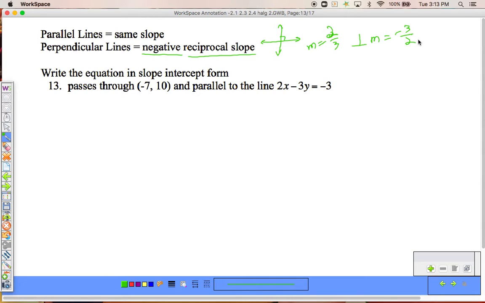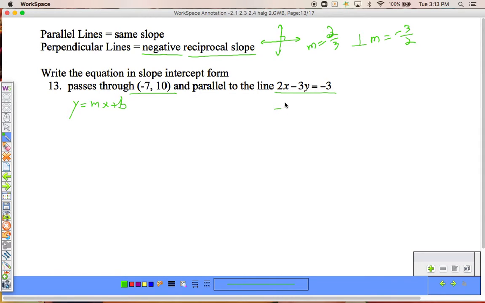So I'm going to give you a situation, and I'm going to ask you to write the equation in slope-intercept form. I'm going to ask for y equals mx plus b. There's a line that passes through the point (-7, 10) that is parallel to the line 2x minus 3y equals -3. So if I graph this line, and then the line that's parallel to it that passes through this one, I'm going to get two parallel lines next to each other. They're going to have the same slope, but different y-intercepts.